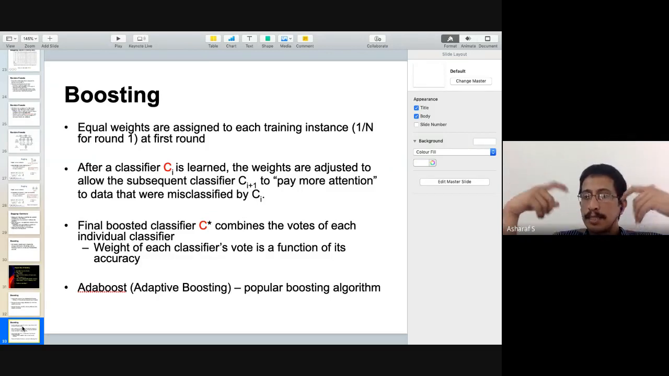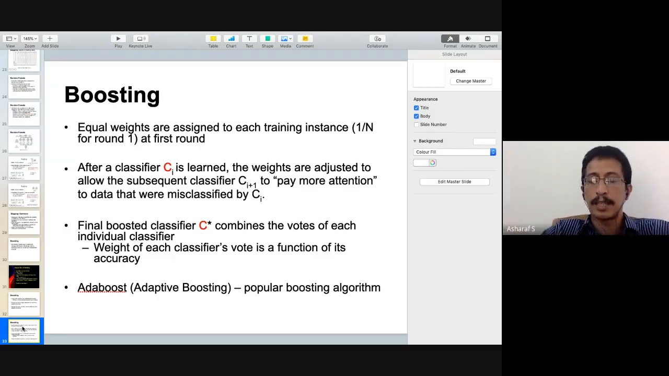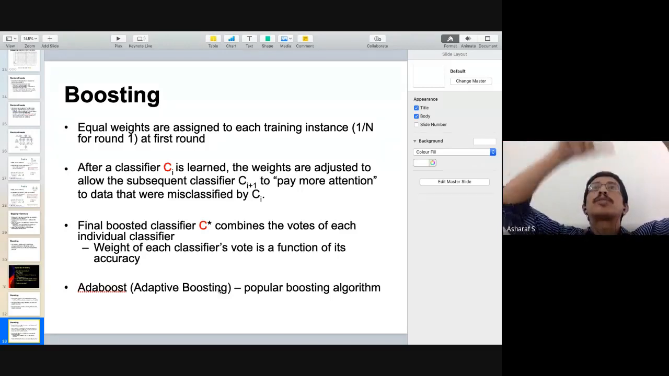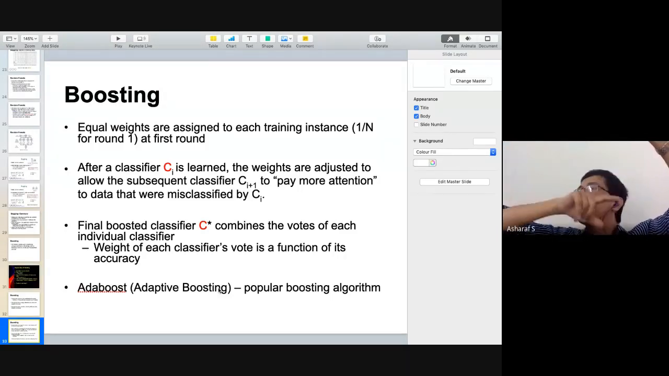After classifier Ci is learned, you train your model on this particular training data. We'll see how you do it. The weights are adjusted to allow the subsequent classifier Ci+1 to pay more attention to the data which are misclassified by Ci. The final boosted classifier combines the votes of each classifier. You combine the learning from all the classifiers, and then you get an ensemble. Adaboost is one such example, and it stands for adaptive boosting. Bagging, by contrast, is where you have training data, create samples of the same kind, train multiple models, and then combine them.